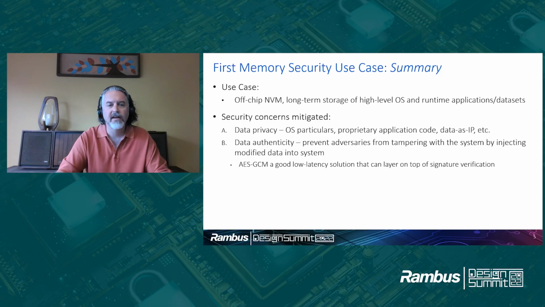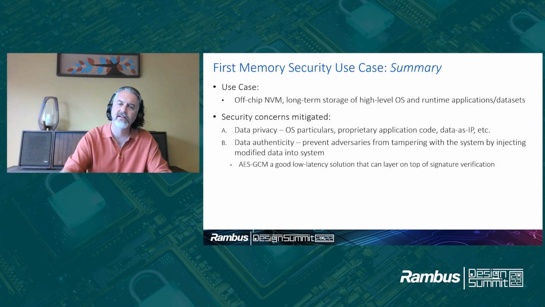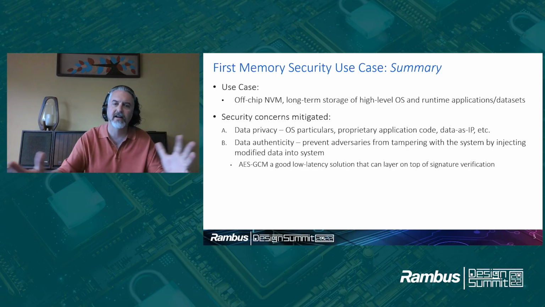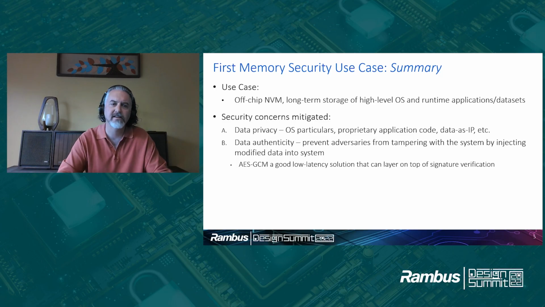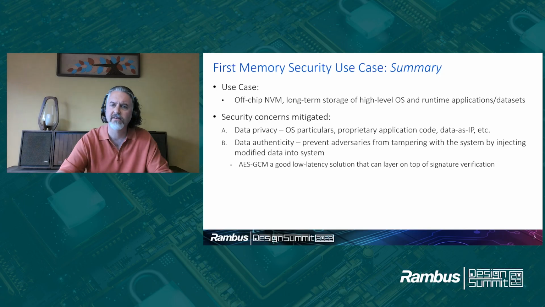AES GCM is a good low latency solution that, of course, can layer on top of other types of signature verification, asymmetric algorithms that are much slower, much more computationally intensive, but they can verify large amounts of data to verify that they are unmodified. AES GCM is a good low latency solution that can verify as it's pulling data in. And those two, I think they're synergistic and combine together pretty well. All right, so that's the end of the first use case.